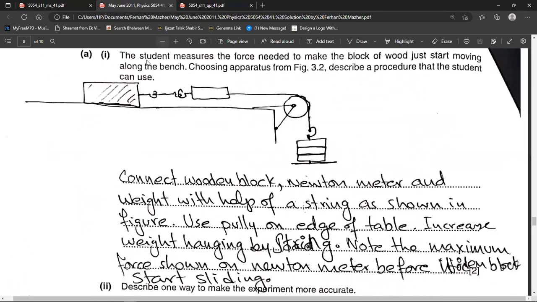So this is my written answer. It's a 2 marks question. So here is the block, here are the strings, the Newton meter, over the pulley the string passes, then here we have the weights.